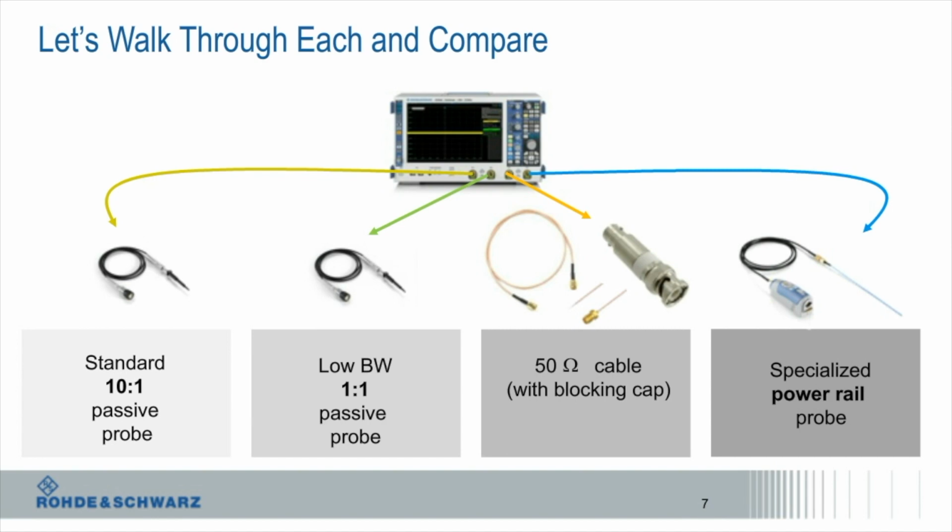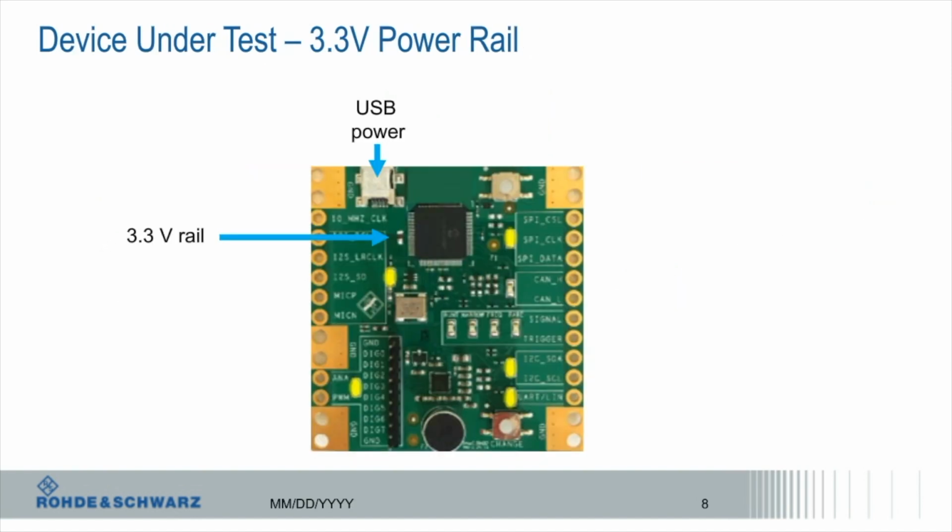On channel 1, I've connected a standard 10-to-1 passive probe. On channel 2, a 1-to-1 passive probe. On channel 3, a 50-ohm cable with a blocking cap. And on channel 4, a specialized power rail probe. I'll sequentially connect to a test board using each one of the methods described on the last slide. This specific test board has a 3.3 volt rail that we can measure across a bypass capacitor.